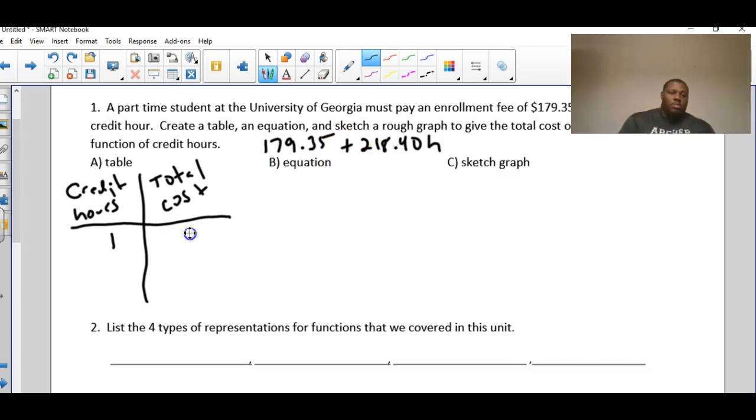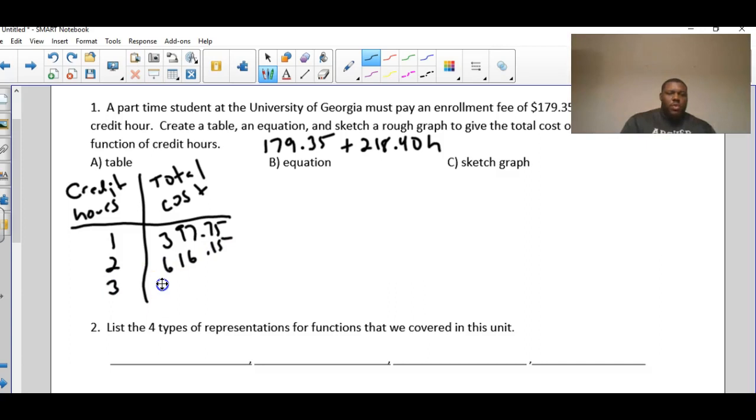So let's take a look at the table. For the first one, if I had 1 credit hour, I would plug 1 right here. So 218.4 times 1 is 218.4. I want to add 179.35 to that to get $397.75. If you had 2 hours, you will plug 2 right here. So you will have $218.40 times 2, plus 179.35. That's going to give you 616.15.